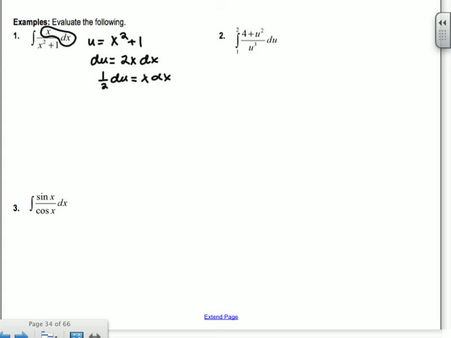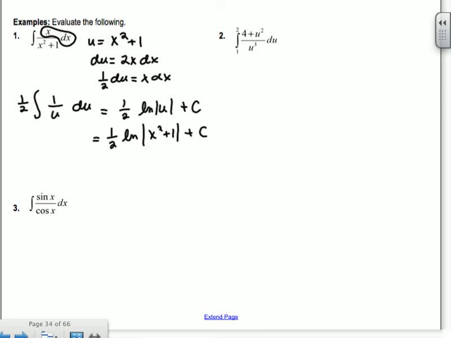All right, so we have 1/2, we have the du part, and then we have 1/u. So when we integrate, we get 1/2 natural log of the absolute value of u plus c. So it's 1/2 natural log of the absolute value of x squared plus 1 plus c. Now you can really impress your AP graders if you know that you do not need absolute values here. Why? X squared plus 1 is always positive.